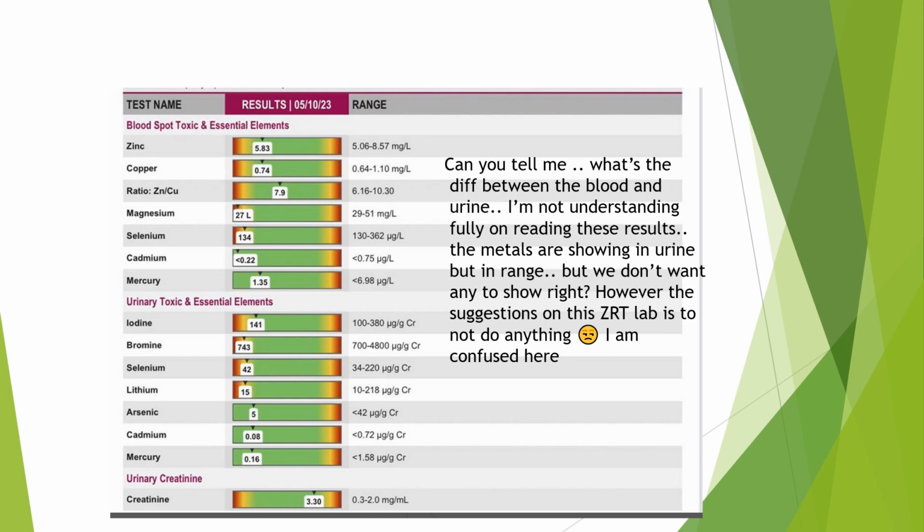amalgam filling in their mouth, or something like that. Or they're a dentist and they're putting too many mercury amalgams into people's mouths, which is arguably a terrible idea. They could be getting way too much mercury exposure, and it will come up in the blood.